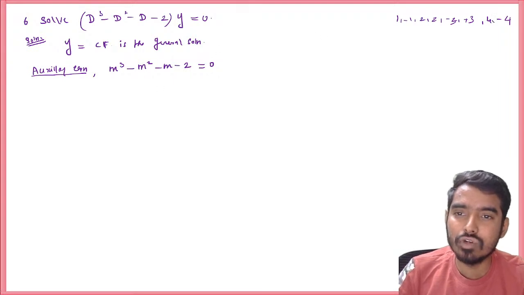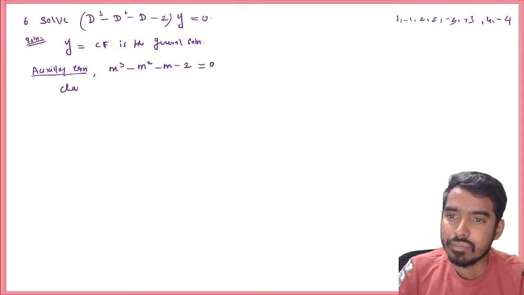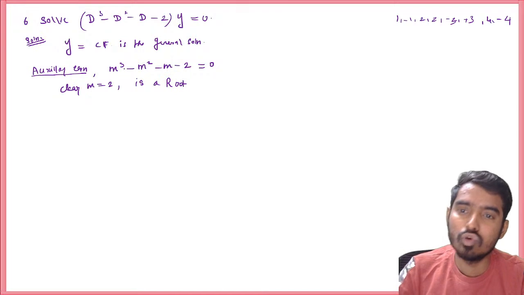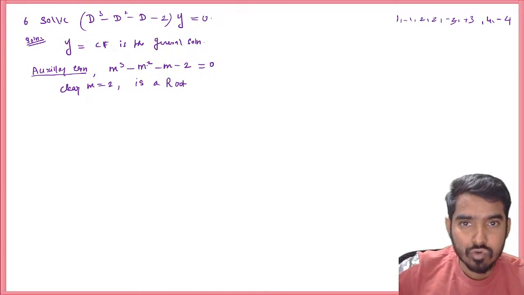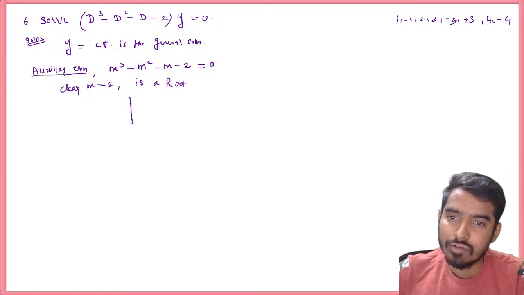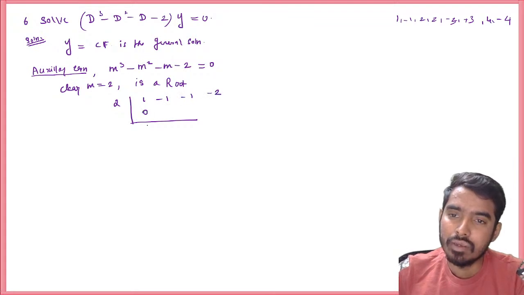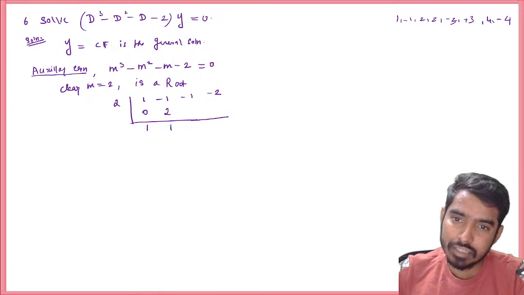So if you put m is equal to 2 here, clearly m is equal to 2 is a root, right? 2 cube is 8. 8 minus 4 is 4. 4 minus 2 is 2. 2 minus 2 is 0. The other two roots are found by synthetic division method. So 1, minus 1, minus 1, minus 2. So 0 here. 1 plus 0 is 1. 2 into 1 is 2. 2 minus 1 is 1. 2 into 1 is 2. 2 minus 1 is 1, and the remainder is 0.